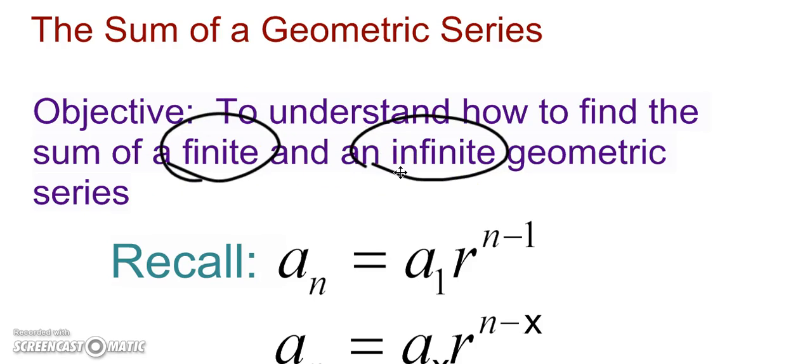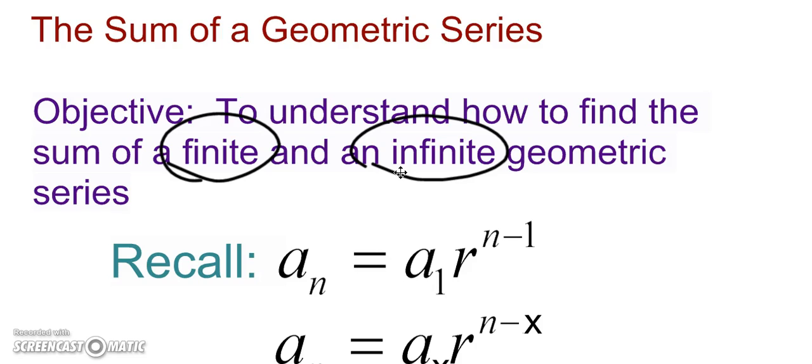Now if you remember with arithmetic, if it was finite, you could add up numbers and get a sum. If it was infinite, you could not add up an infinite amount of numbers in an arithmetic sequence and get a finite answer, because you're just adding and adding, and your numbers are just getting bigger and bigger, so your sum is not approaching anything. In fact, we would say that that sum diverges. It goes to infinity, okay?